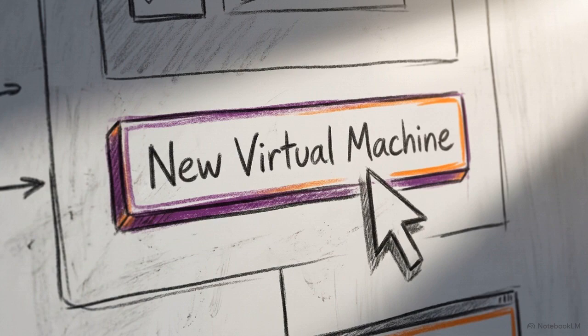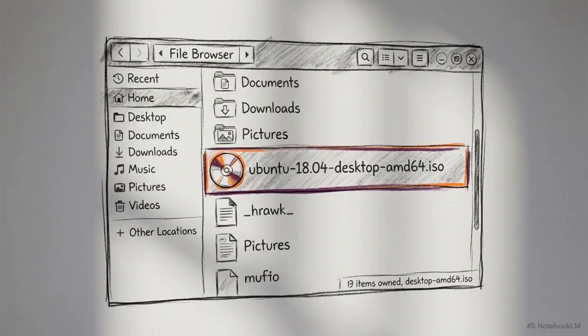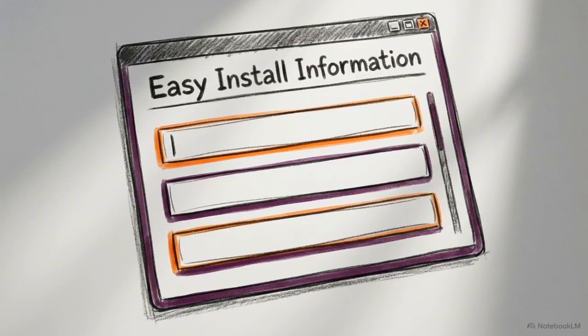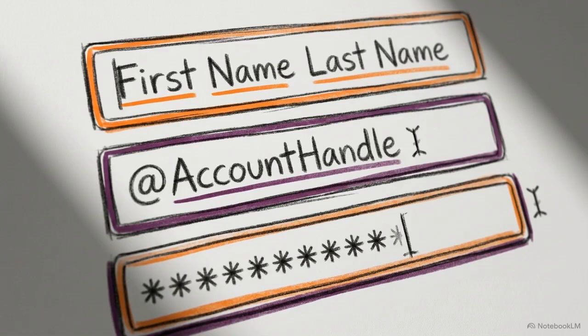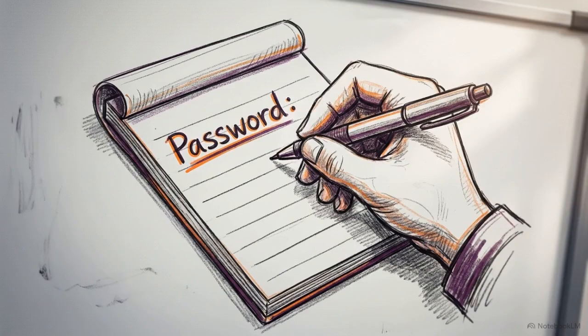Step 1 is to open your hypervisor program and point it to the downloaded Ubuntu ISO file to create a new virtual machine. Next, the software will ask for your basic credentials to streamline the setup. You will need to enter a full name, a username, and a password. Keep a careful record of the password you choose now.